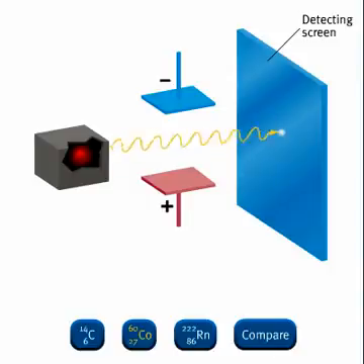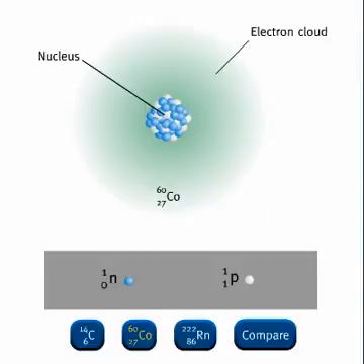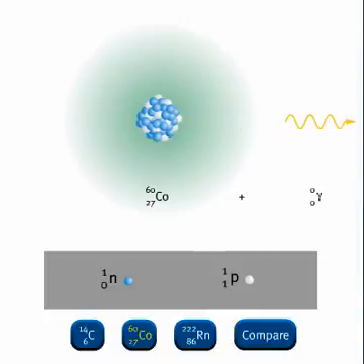A cobalt-60 nucleus contains 27 protons and 33 neutrons. When a gamma ray is emitted, the number of protons and neutrons in the nucleus is unchanged. The half-life for this process is 5.26 years. This means that half of a given sample will undergo this process every 5.26 years.